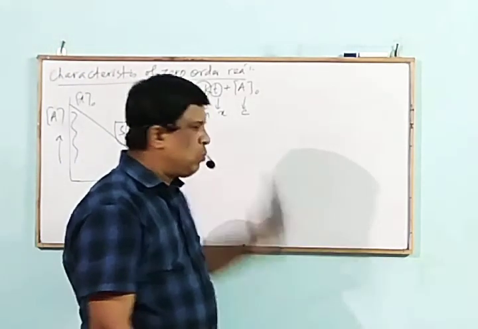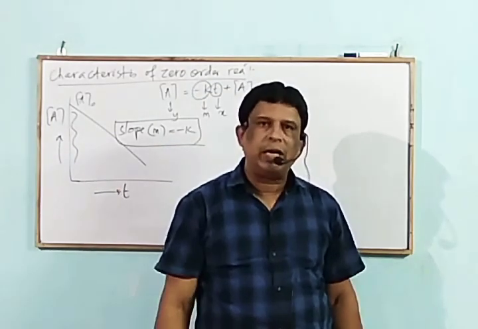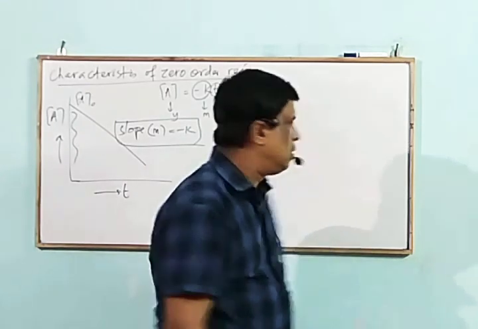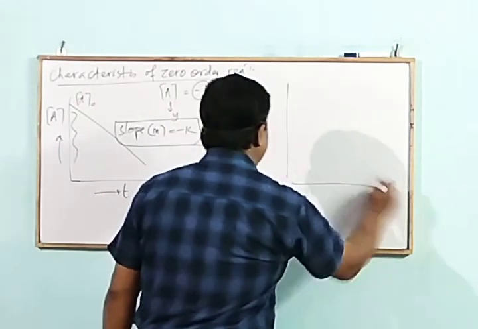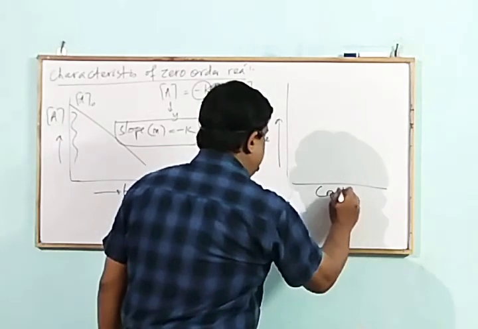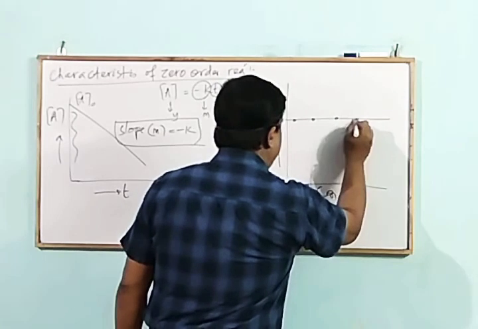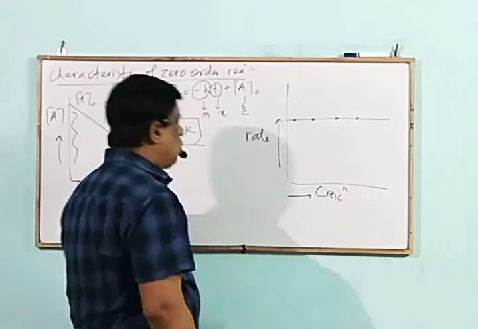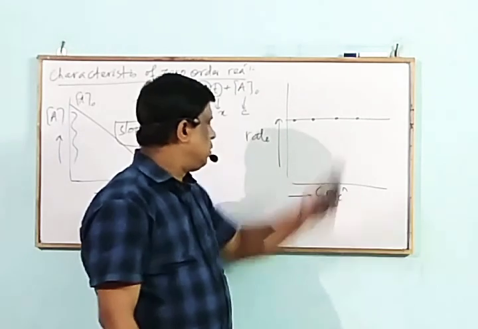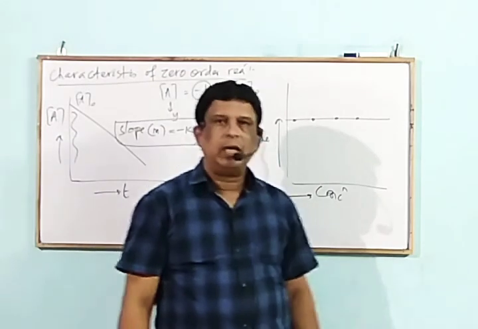So from this equation also it is clear that, by definition of a zero order reaction, rate is independent of initial concentration. So if we plot a graph by taking rate versus concentration, then we have it like this. By definition, the concentration does not affect the rate of reaction. So it is an equation of a straight line which is parallel to the x-axis.